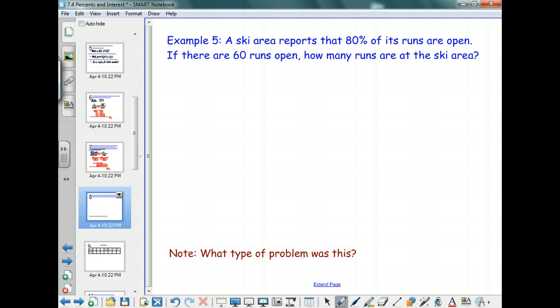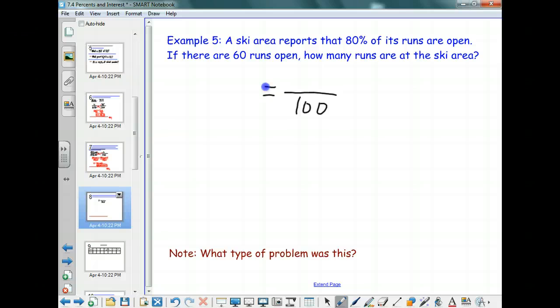It's aching to go skiing, so you get a problem about it. A ski area reports that 80% of its runs are open. If there are 60 runs open, how many runs are there at the ski area? So, set the problem up with something over 100. Good news is there's always a place to start when you're starting with proportions, right? Okay, so somebody tell me what to put where next.